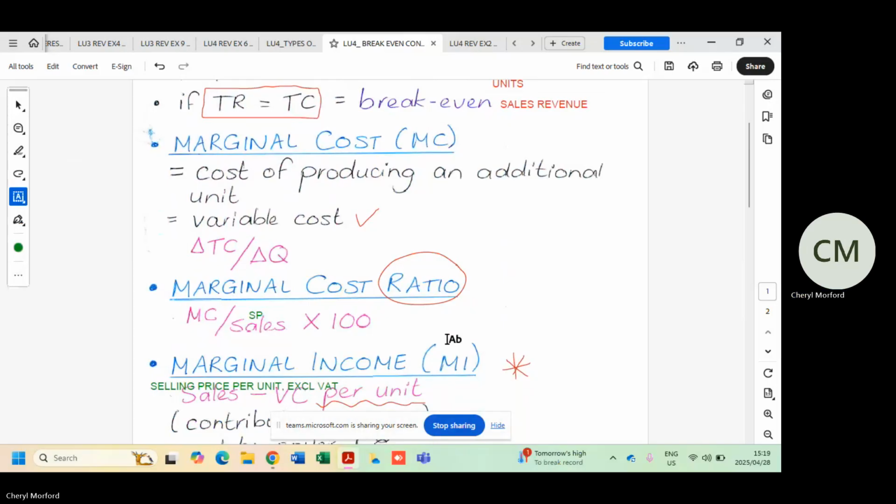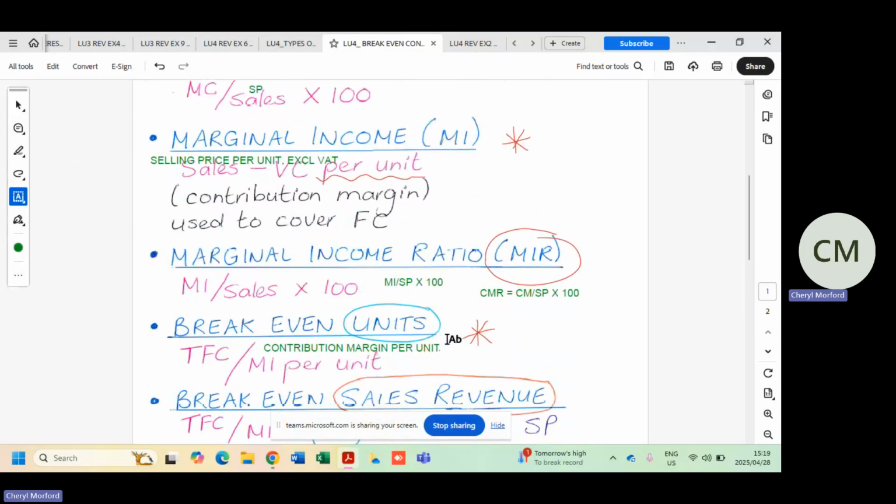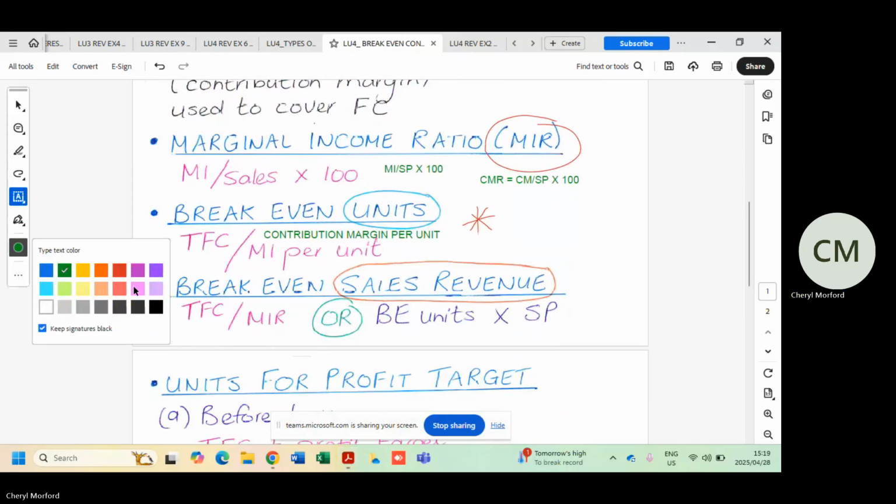Okay. There are some other concepts which are defined at the beginning of the section in the book. I don't think we need to really have a look at those. I want to focus on the main ones. Then, once we have calculated our break-even units, the next thing we can do is go and carry on and find this. Our break-even sales revenue.